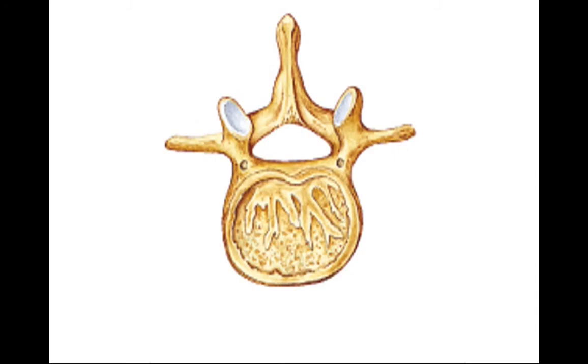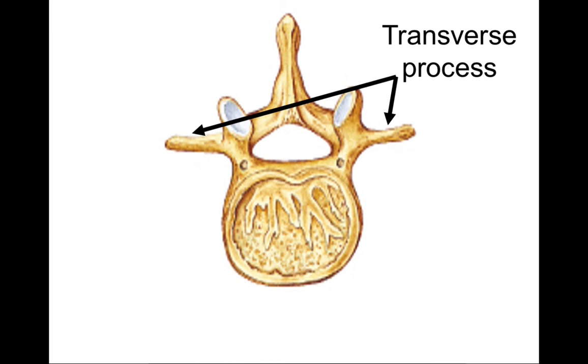So let's take a look at the individual vertebrae and start to identify the different types of vertebrae that can be found in different regions. There are 4 anatomical parts of every vertebra that we need to be aware of, and 2 of them are ones that we've already spoken about. We have the spinous process and the 2 transverse processes.